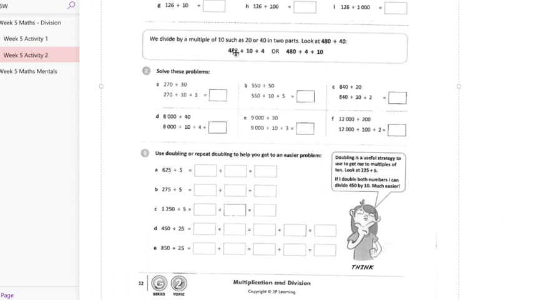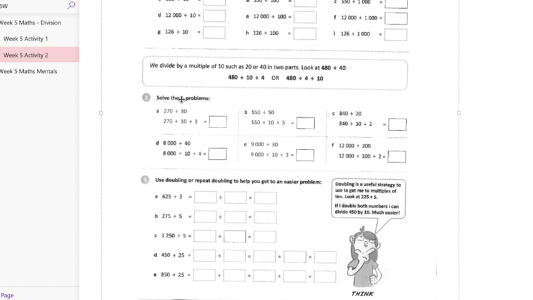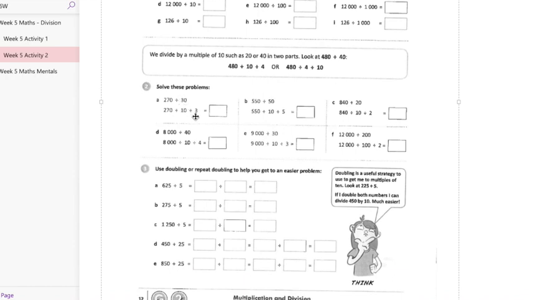We can also look at dividing by multiples of 10, such as 10, 20, in two parts. Look at 480. We're going to divide that by 40. Well, 480 divided by 10 divided by 4, or 480 divided by 4, then again divided by 10. So 270 divided by 30. Well, divide 270 by 10. Ooh, look at that. You could even move it one place value. Then divide that number by 3. That should help you get to that answer.